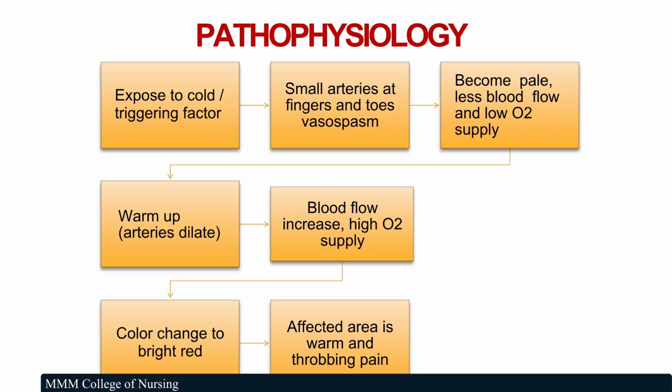Let me tell you the classic triphasic color change of Raynaud's. First, the fingers go white, that is the vasospasm phase. No blood, no oxygen, the tissue turns pale or white. Then they go blue. That is the cyanotic phase. The little bit of blood remaining becomes deoxygenated, so the tissue turns bluish. Then they go red. That is the reperfusion phase. Blood rushes back in, the area becomes bright red, warm, and the patient feels a throbbing pain.